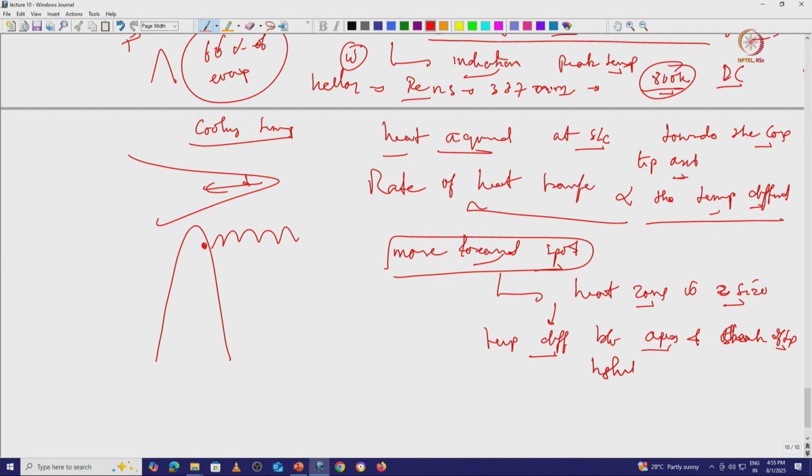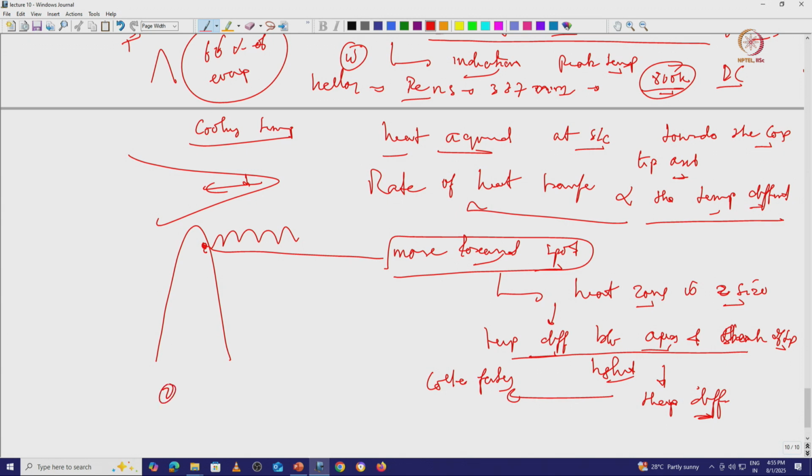It means that the temperature difference will be higher. This will cool faster, so cooling will be faster in this case. So a more focused spot on the tip can be used to create a large temperature difference between the apex and the shank of the tip, so that the cooling will be much faster.